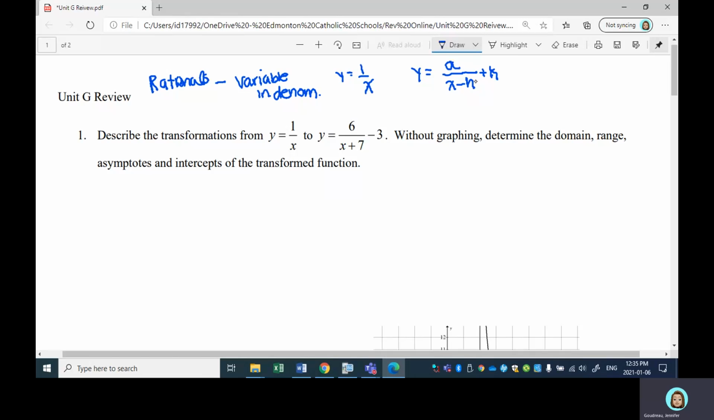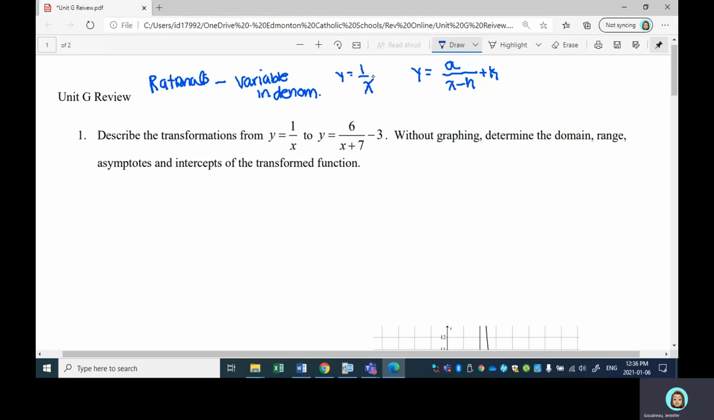And h and k are translations, and they react the exact same way as they did in our very first unit. So still vertical stretch and reflection for a, horizontal translation for h. If h is negative, it moves left. If h is positive, it moves right. And then k is our vertical translation, up if it's positive, down if it's negative. They also have implications in terms of our domain and range.